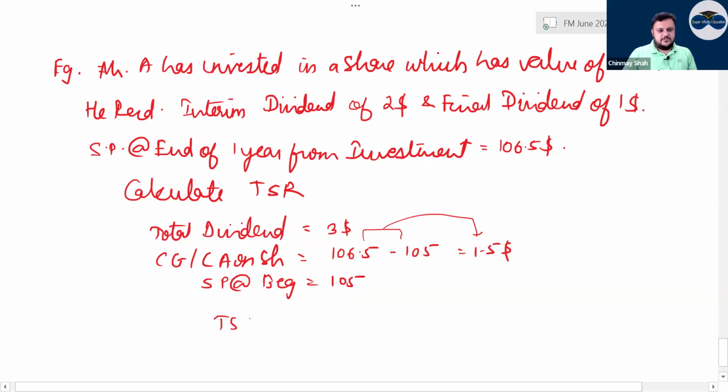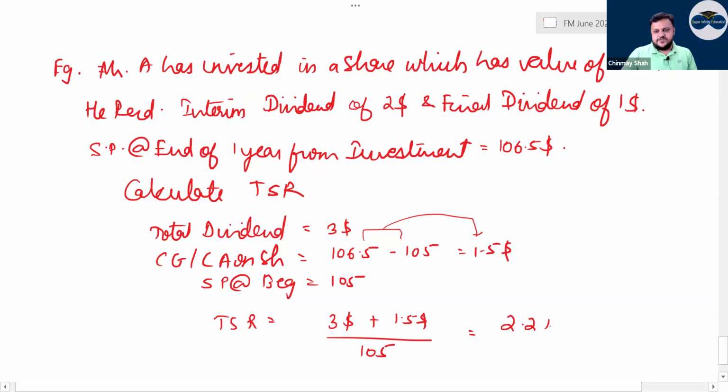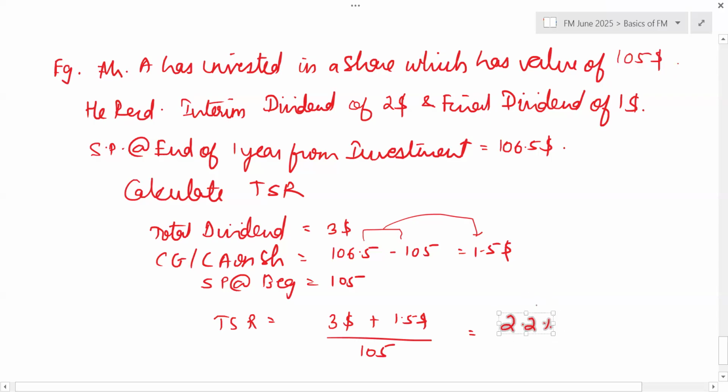So what is the TSR? $3 plus $1.5, right? The whole divided by how much? 105. How much is it? 4.28. Okay, 4.28%.